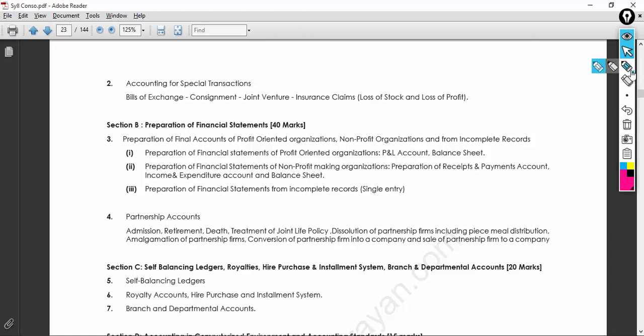Coming to accounting for special transactions: bills of exchange, consignment, insurance claims. This is an additional topic which you need to remember, and it is a little complicated, I would say a confusing topic. But a well-planned person can easily understand this one.